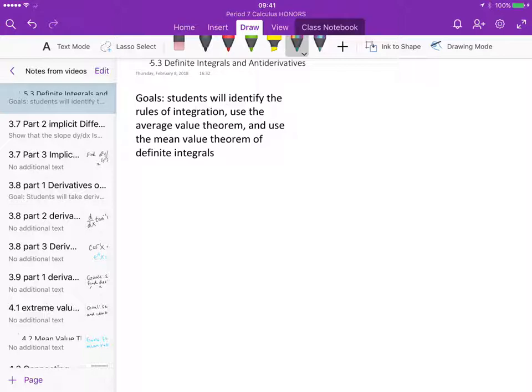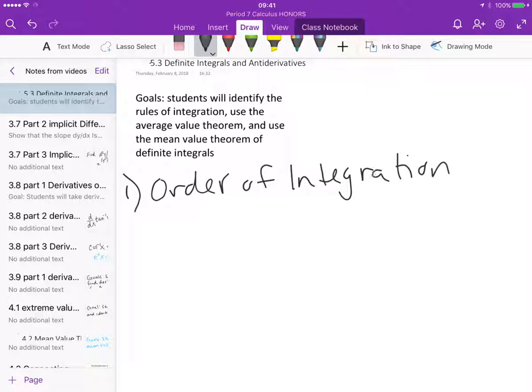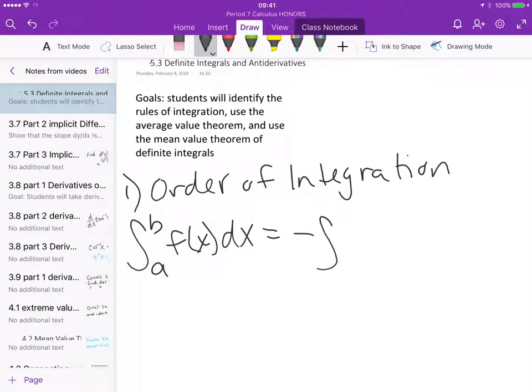The first thing we're going to talk about, rule number 1, is called the order of integration. Basically, this is referring to the order of the upper and the lower limits. What this says is that if we have a lower limit a and upper limit b of a function f of x dx, this is the exact same thing as the opposite of the integral from b to a.